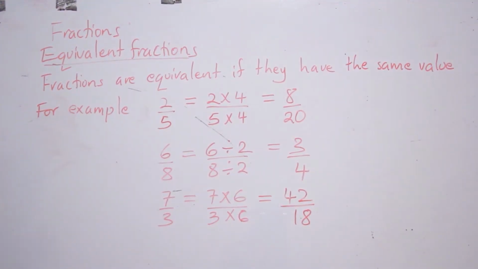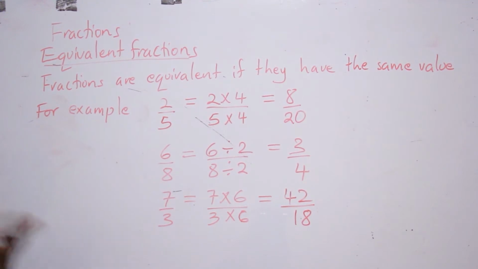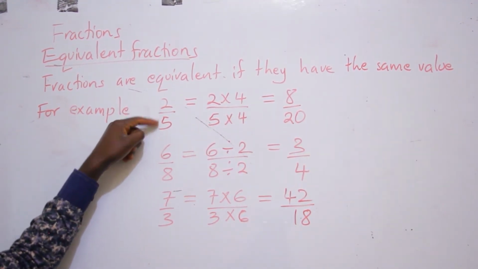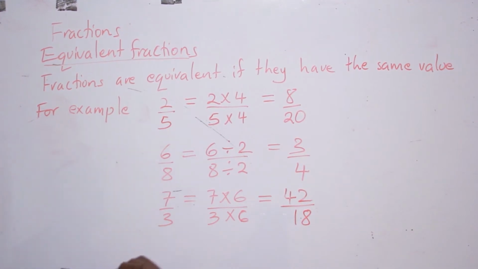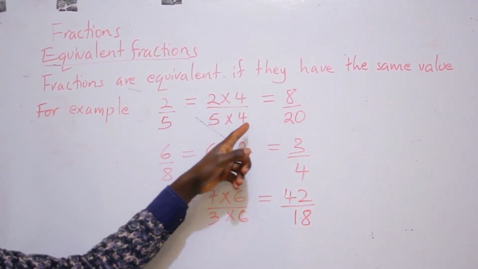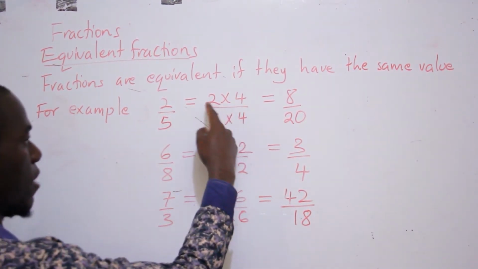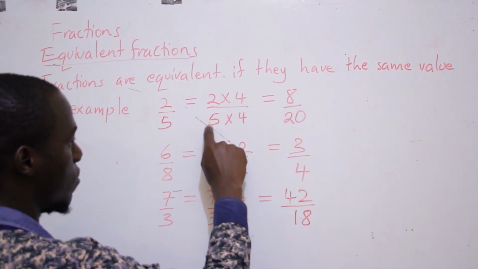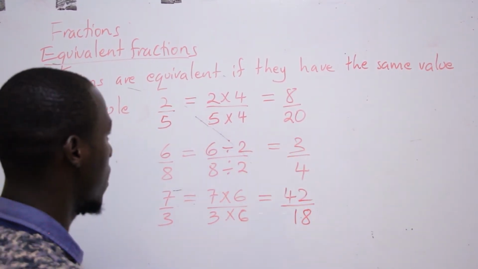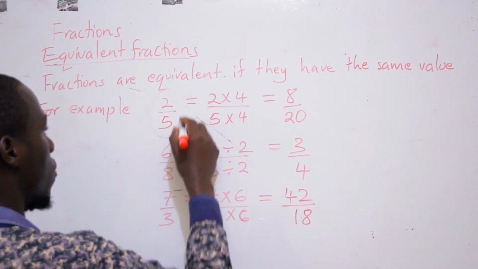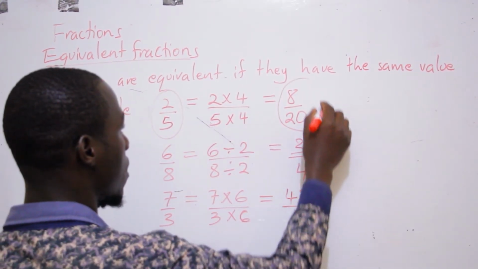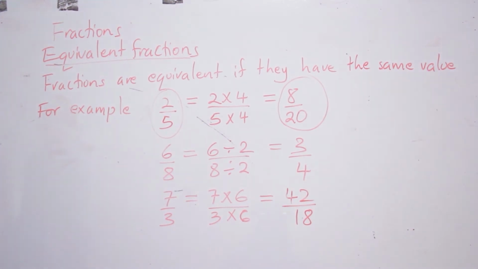Now we have equivalent fractions. Two or more fractions are equivalent if they have the same value. For example, I can have my fraction 2 all over 5. Then I decide to multiply both the numerator and the denominator by the same value. So when I multiply by 4, 2 times 4 is 8, 5 times 4 is 20. That means that fraction 2 all over 5 is equivalent to fraction 8 all over 20. They have the same value.